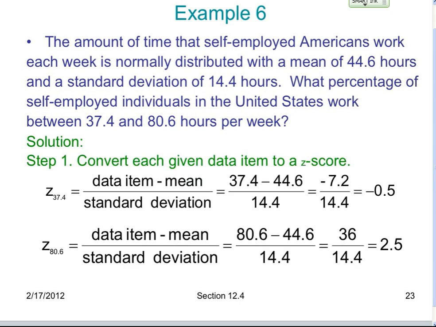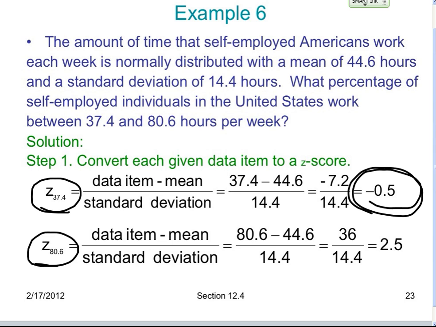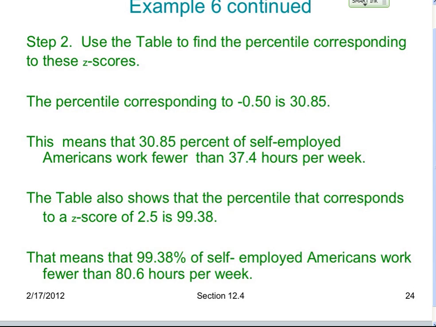So first thing, we need a z-score for 37.4. A z-score is going to be negative 0.5. We need a z-score for 80.6. That's going to be 2.5. We're going to take these two z-scores and look them up in the table in the book, which will give us two percentiles. So the percentile for negative 0.5 is 30.85 from the table in the book. And the percentile for 2.5 is 99.38.